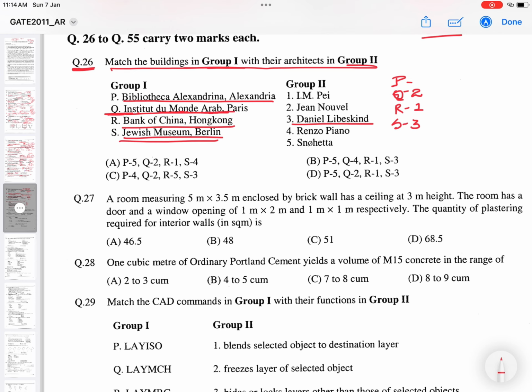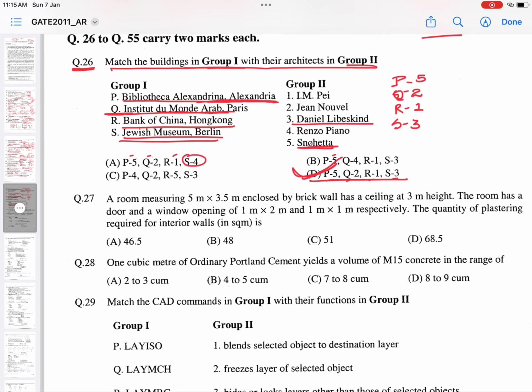Now we have the Alexandria. It's done by Snøhetta. I hope I'm pronouncing it right, guys. So the best match is, we got it. D1 is the correct answer.